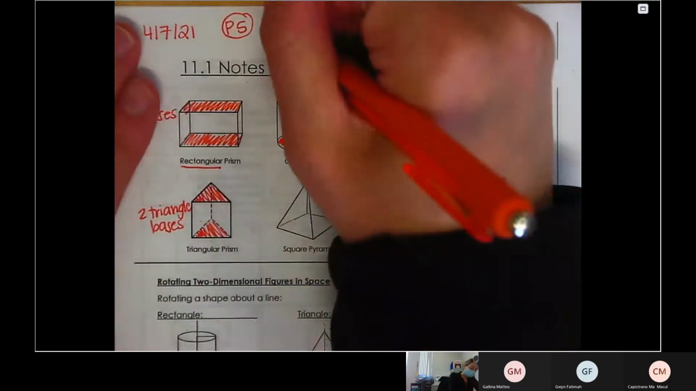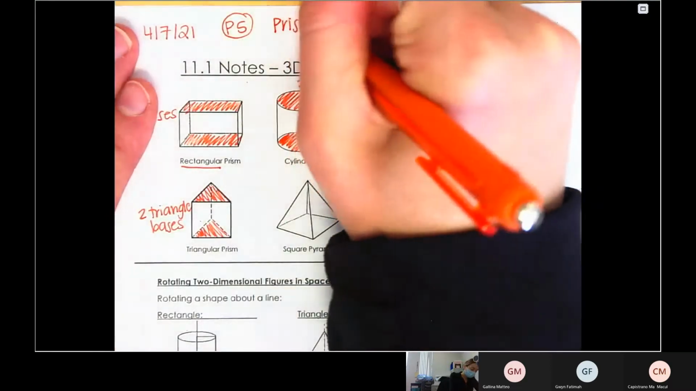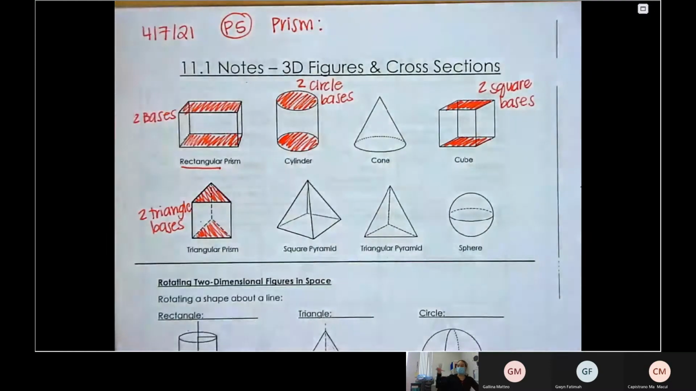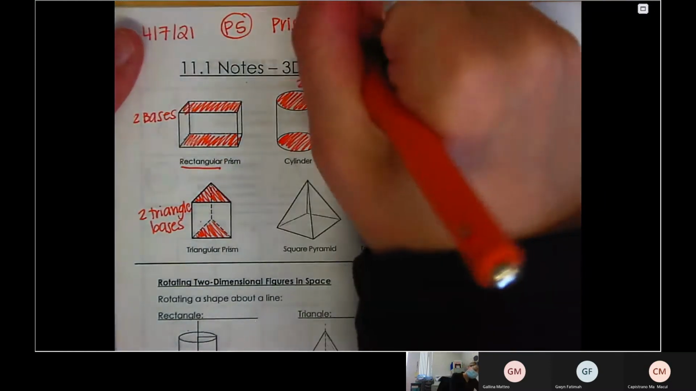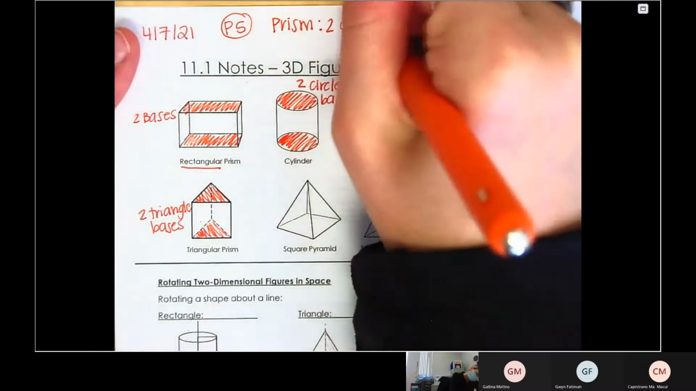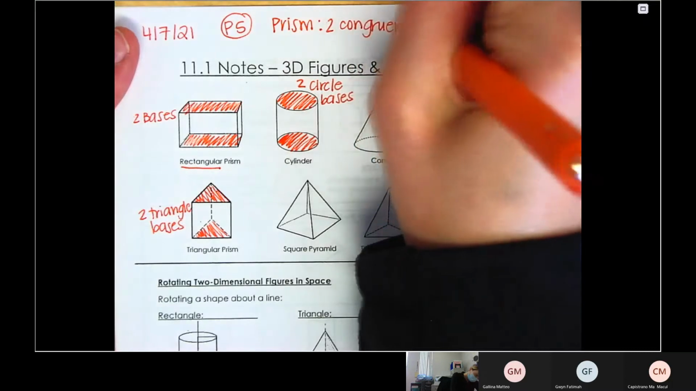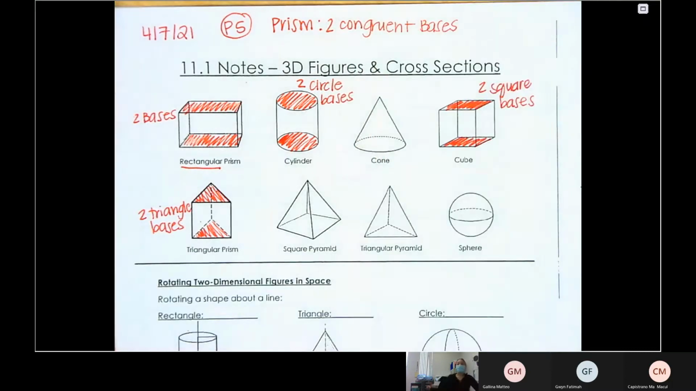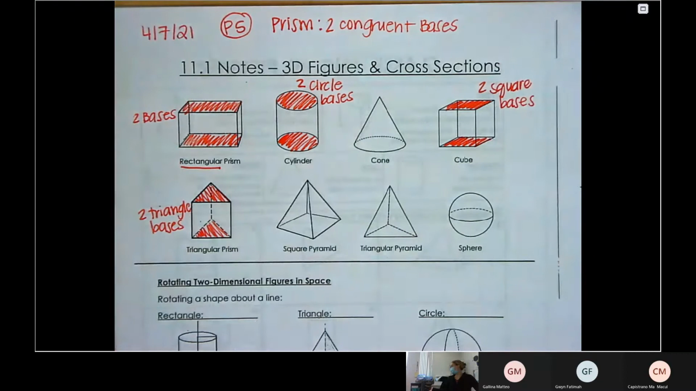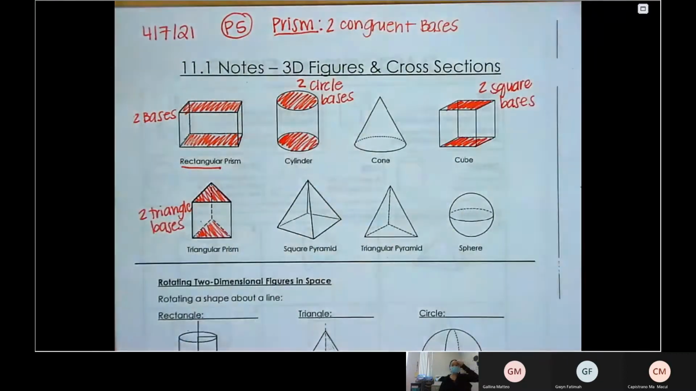A prism, and I'm just going to write at the top, has two congruent bases. And we name it based on whatever the base is, right? So if the base was, I don't know, a 20-sided figure, then we would call it a 20-sided prism. Whatever the shape is at the bottom is the name of the prism. All right, so those four are prisms.